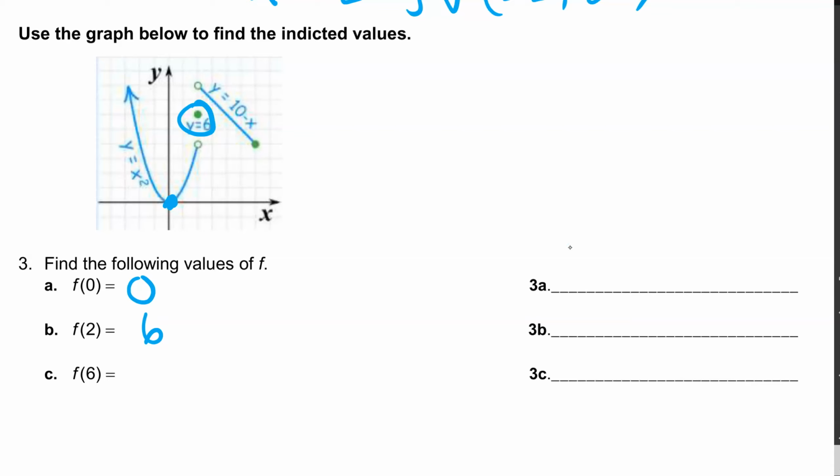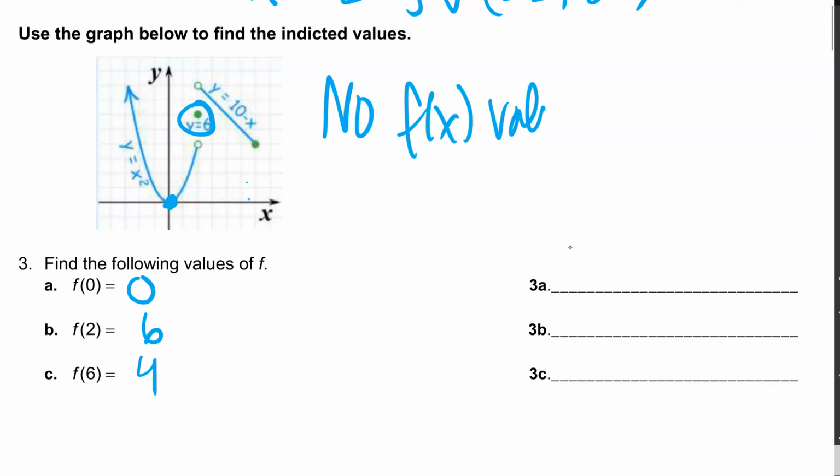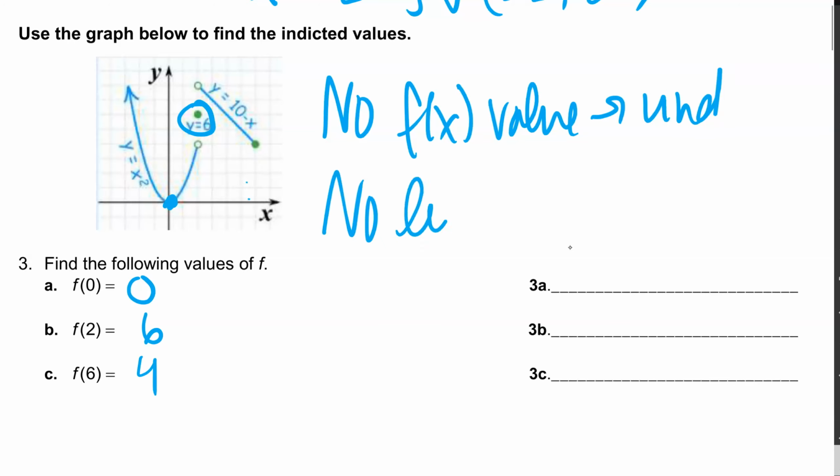All right, and f of 6. So 6, 1, 2, 3, 4, 5, 6. So it's right here. That was boring. I actually gave you ones that all have a function value. So if we don't have an f of x value, no y value, you say undefined. No limit, you say it does not exist.